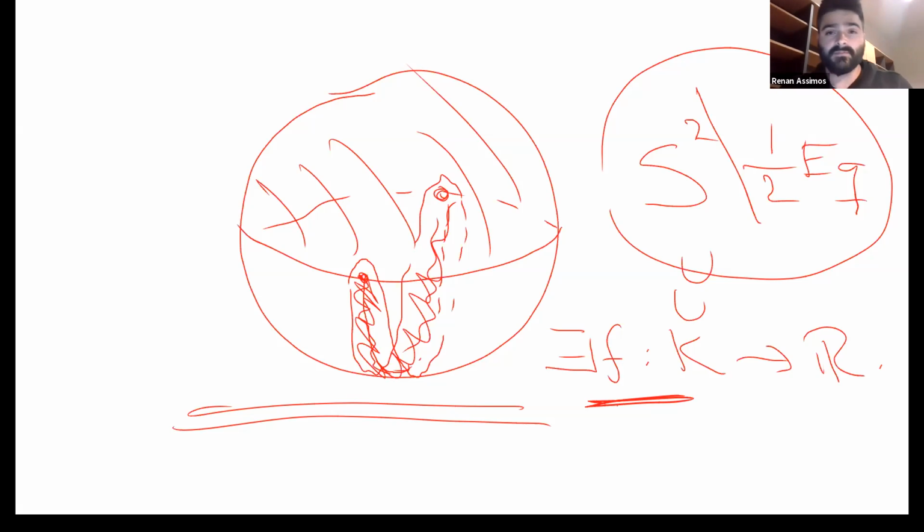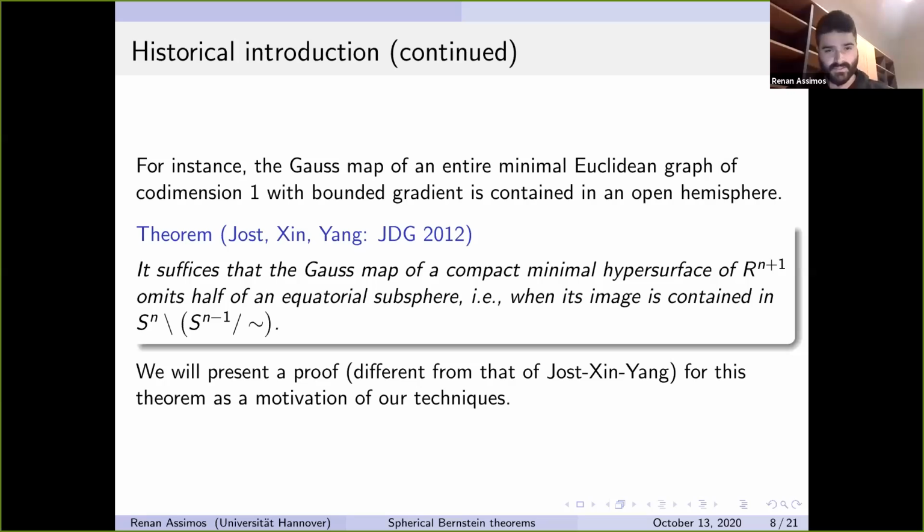Okay, so let me reshare my screen here. Thanks. All right, so this is the result. I stated it slightly wrong. So we present a proof for this today.